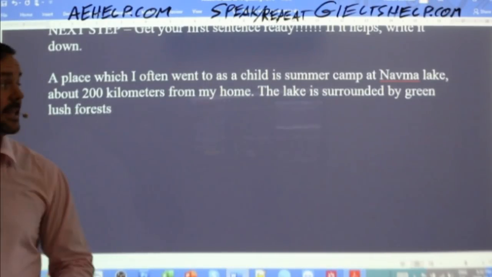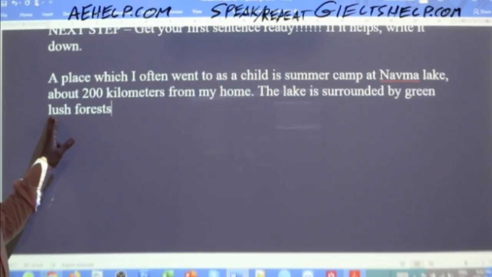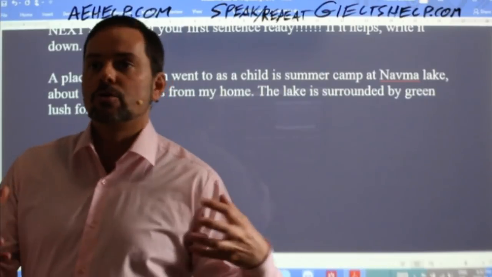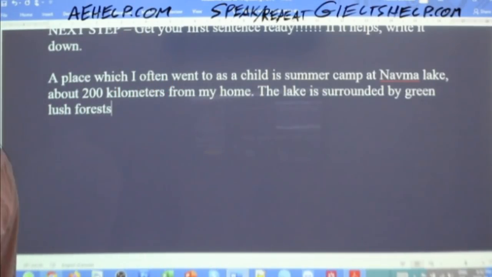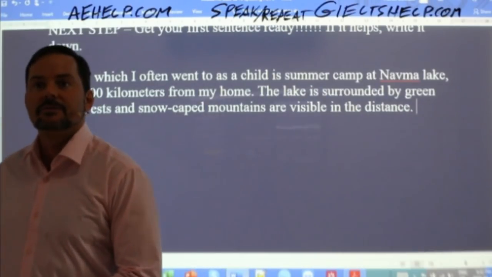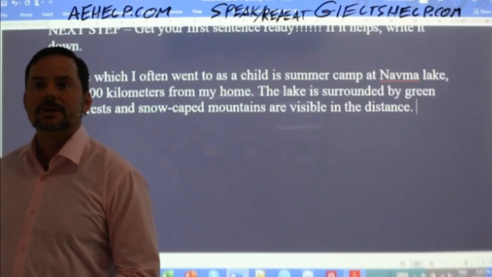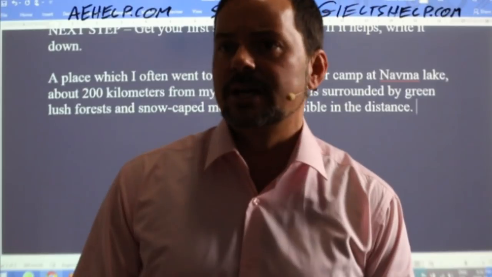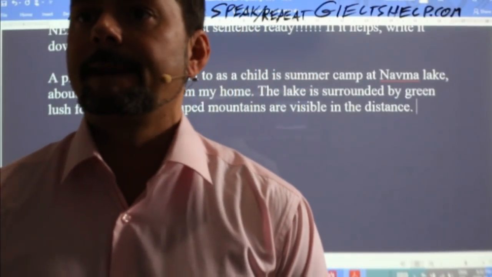Yeah, so that's that sensory language. Green, lush forest. Lush means that it's healthy and thick. Okay, it's a thick green forest. So the lake is surrounded by green, lush forests and snow-capped mountains are visible in the distance. Okay, great. Let's see what other students have given me for describing this place. Okay, we're just making this up. It's totally fine. You can be 100% imagination here. Okay.